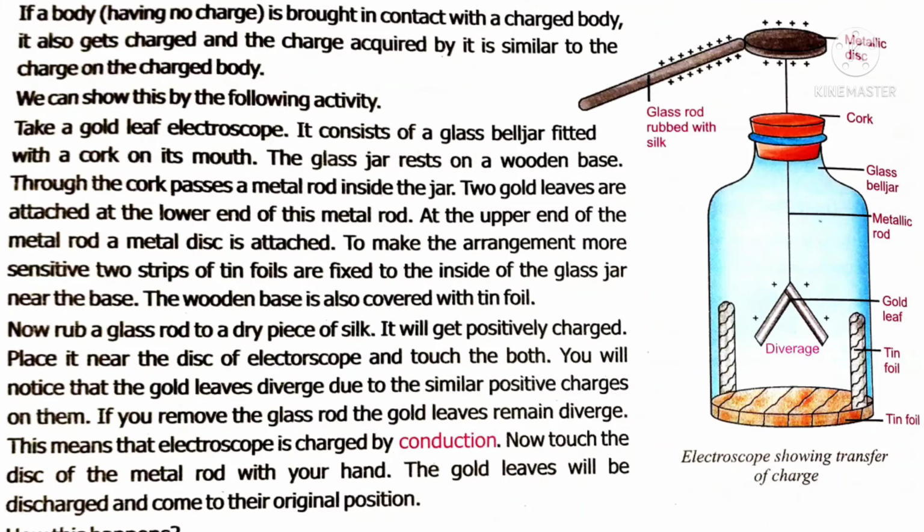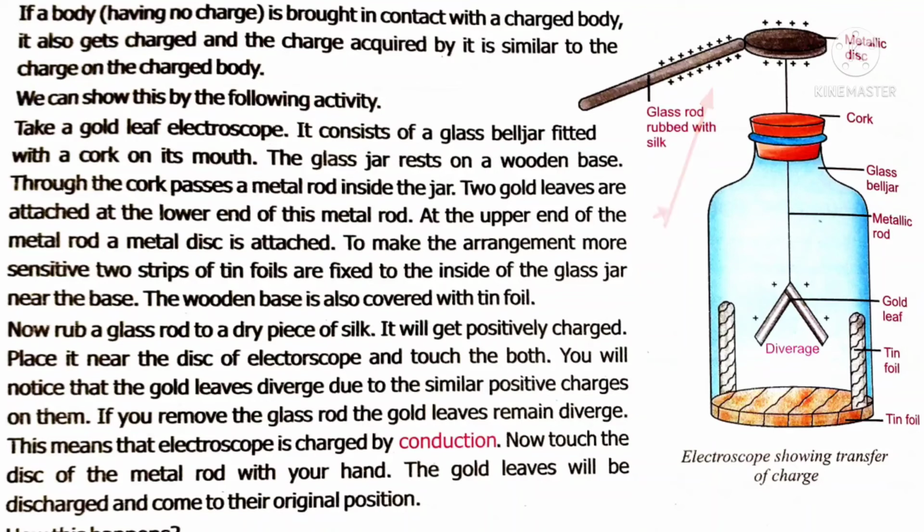This is an electroscope, which is used to detect a charge on a body. This is the setup, a glass jar. Inside, one metal rod is there, and at the end of the metal rod is a thin gold foil, and it is suspended with the help of a cork. Over the cork, you are going to take a rod which is rubbed with silk. I told you when the rod is rubbed with silk, the rod attains positive charge.